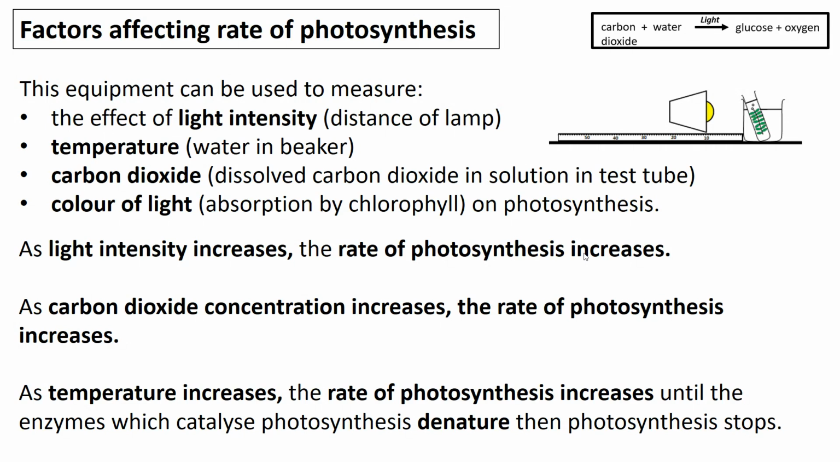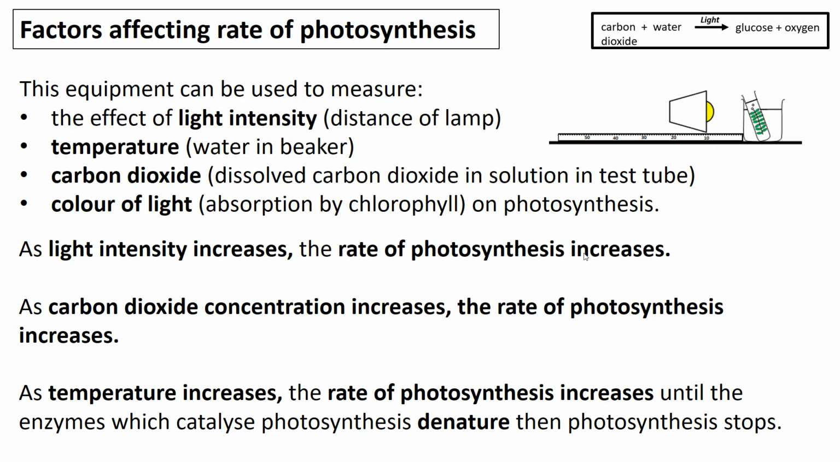So, for example, if you change the light intensity, what you'd find is as light intensity increases, so that would be getting closer to the pondweed, the rate of photosynthesis increases. If you change carbon dioxide concentration, and that increased, the rate of photosynthesis would increase. And as temperature increased, the rate of photosynthesis increases. That's up to a point. So whenever we have a chemical reaction with temperature, the molecules collide more, and that's included in the photosynthesis reaction. So you've got more chance of carbon dioxide and water having a successful collision and reacting together inside those chloroplasts.